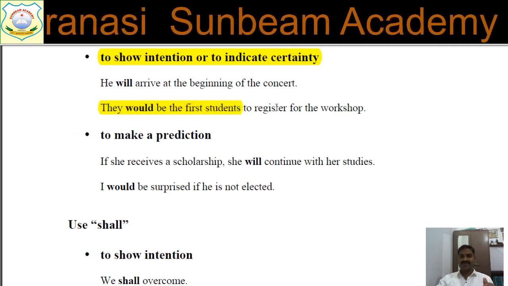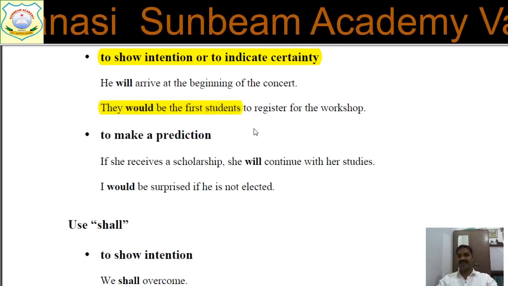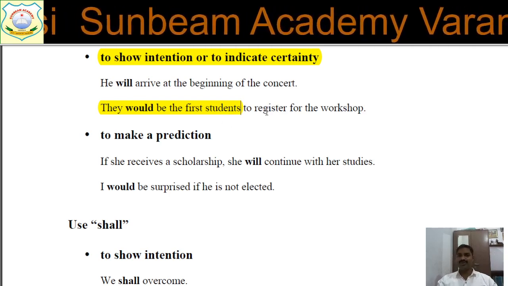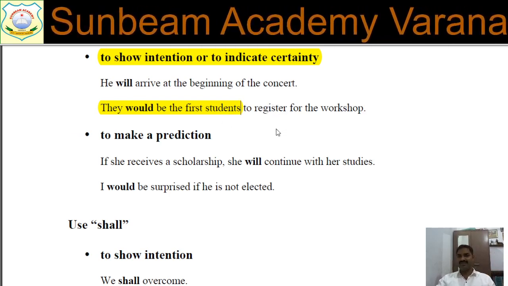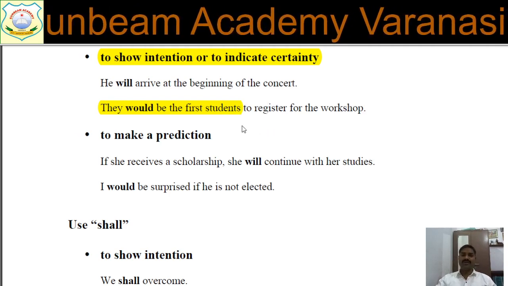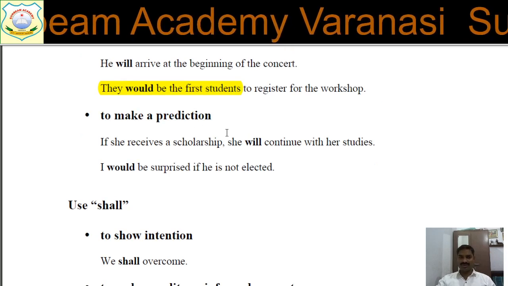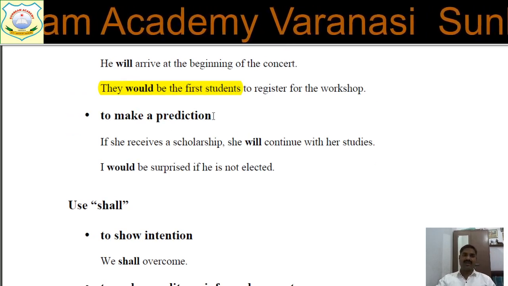Okay, this is showing that it would be certain that these students would be the first ones getting themselves registered. So here the certainty is being shown with these models. Next is to make prediction.